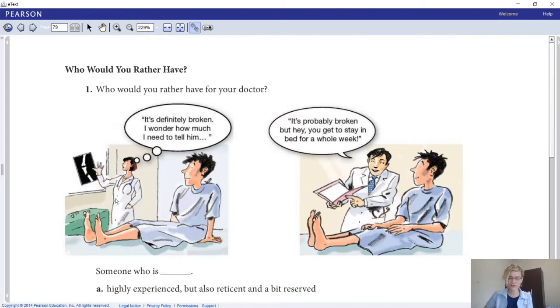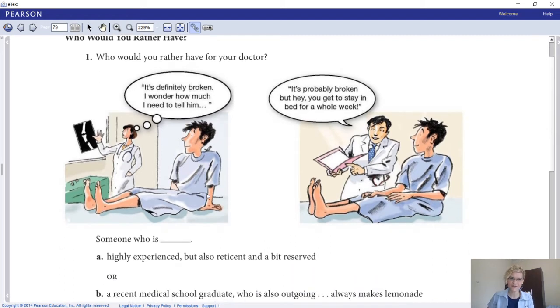So I want you to go over these questions by yourself and out loud to yourself. I want you to express yourself. Since we can't do it in pairs right now, I still want you to do this at home. So in class, through a Zoom meeting, I'm going to ask these questions so you are ready to respond. So who would you rather have? This is an example.